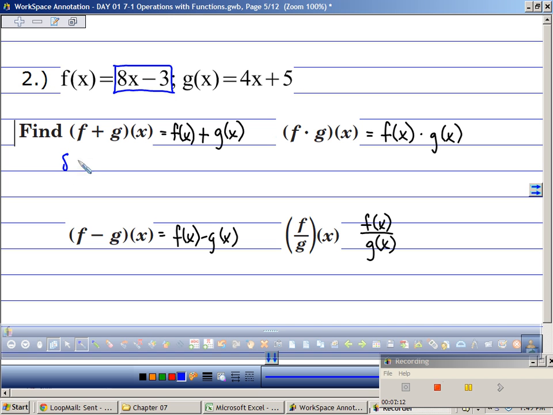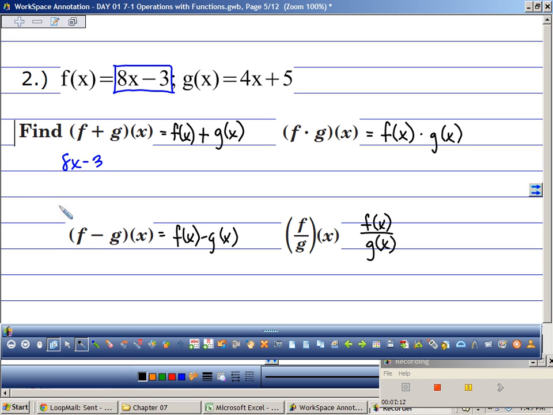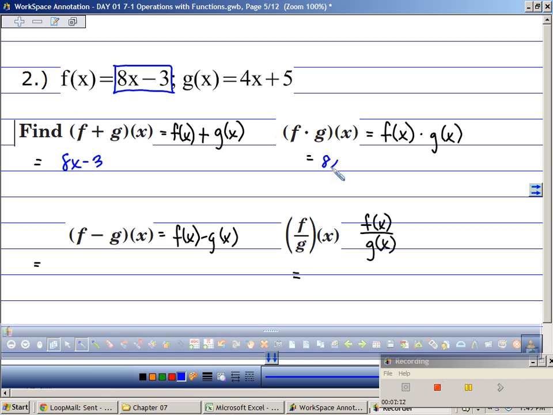So, 8x minus 3, I'm substituting now, correct? And I'm going to write them all at the same time, just because it's easier. 8x minus 3, I need an 8x minus 3 over here. I need an 8x minus 3 here, and an 8x minus 3 here, and that's a quantity.